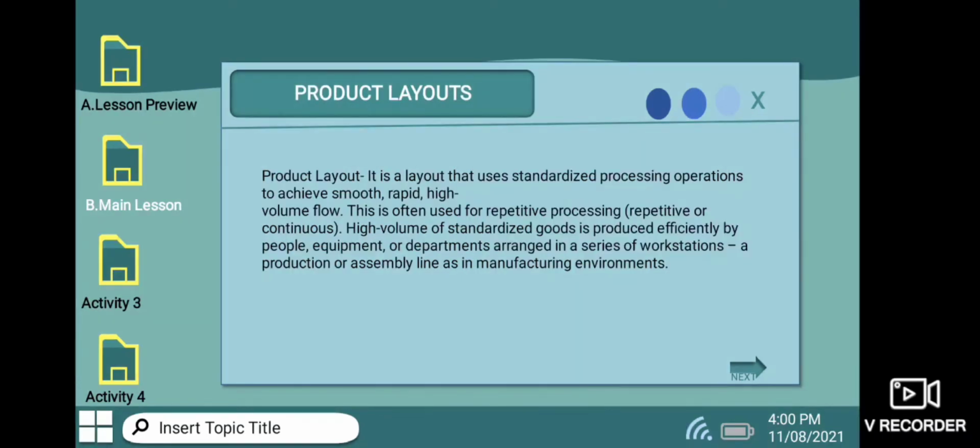So, product layouts. It is a layout that uses standardized processing operations to achieve smooth, rapid, high-volume flow. So, product layout is a plan that employs standardized processing activities to provide a smooth, fast, and high-volume flow. This is commonly used for monotonous tasks or for repetitive or continuous work. People, equipment, or departments are grouped in a succession of workstations, a production or assembly line in a manufacturing context, to create high volumes of standardized goods efficiently.